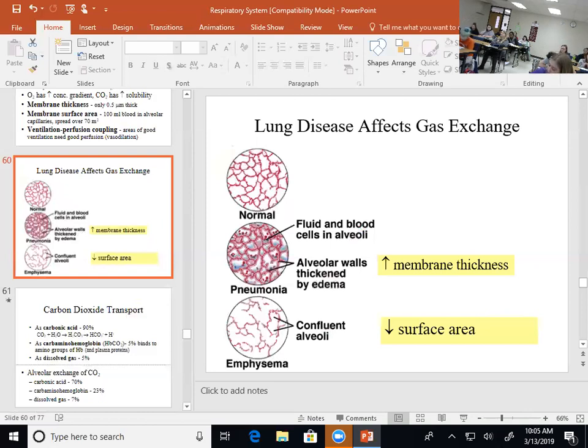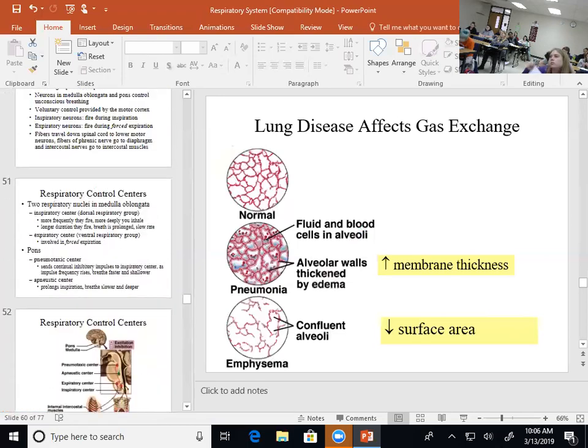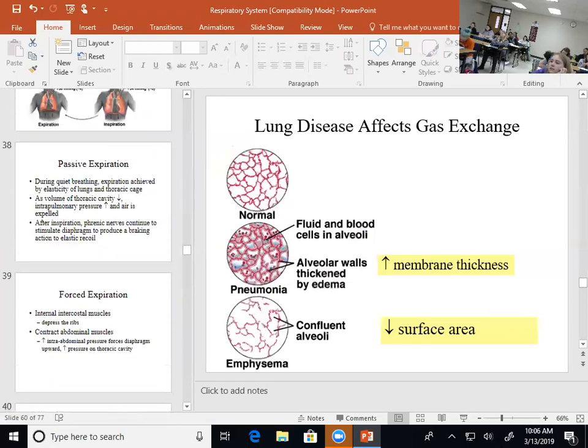What causes emphysema? Smoking. How many need a cigarette? Okay, that was me. Not really. I just wanted you to know that that's what's going on there.